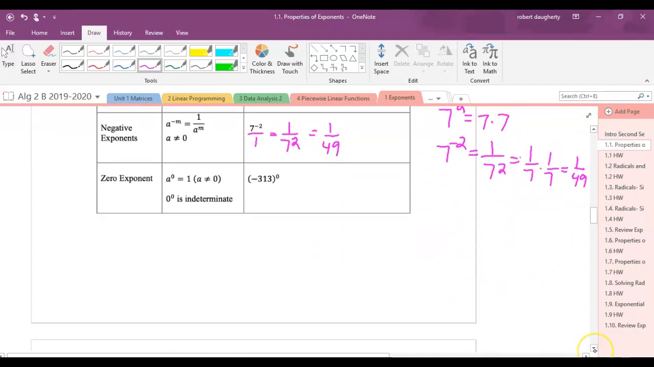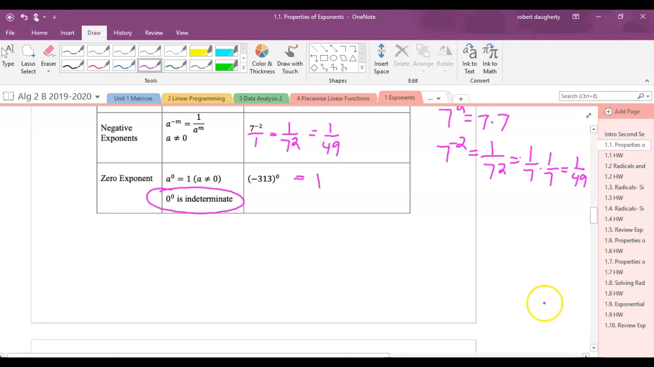And zero exponent. When you raise something to the 0 power, what do you get? 1. Anything to the 0 power is 1 with the exception of one situation: 0 to the 0 power is undefined. But anything else to the 0 power, don't waste a lot of time with this one. It is just 1. So any number other than 0 raised to the 0 power is going to be 1.